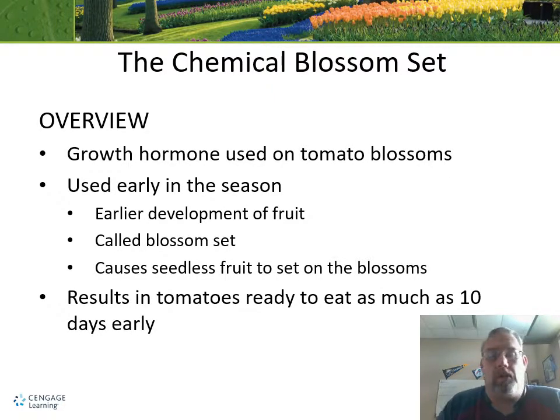So the chemical bloom set. This is a growth hormone that's used in tomatoes, and basically what this does is it allows fruit to set and fruit to start to develop earlier than it would typically in a natural environment. And basically, this is something that you apply early, and it will start to set blossoms. It will allow the plant to fruit up to 10 days earlier than it normally would.